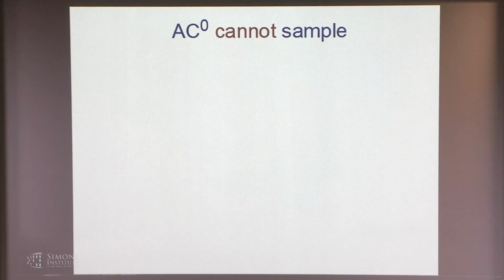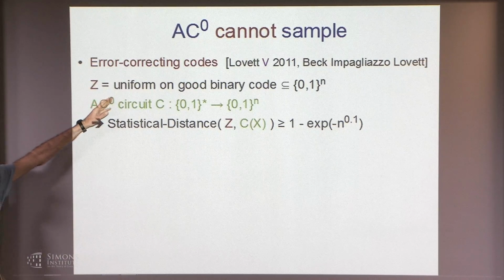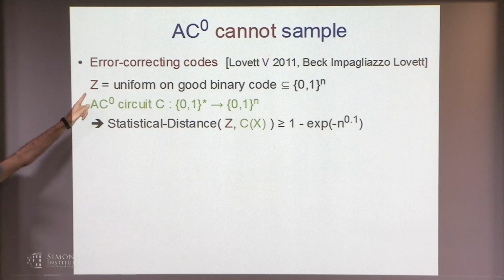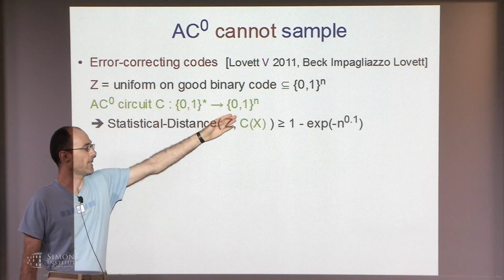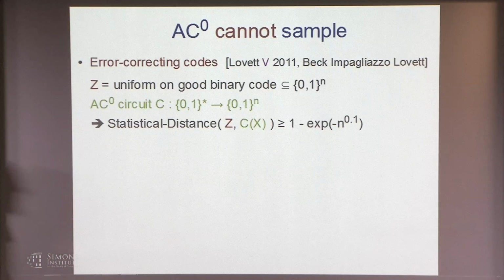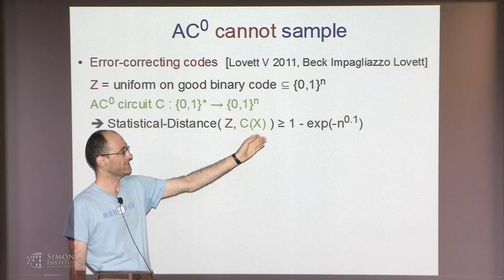One lower bound that was shown, the first one actually, was for sampling error correcting codes. This is in a paper with Chagar, and it was improved by Beck, Impagliazzo and Lovett in a way which I'll mention. Here you have a good binary error correcting code, asymptotically good, and let Z be the uniform distribution over codewords. Say you have an S0 circuit which takes some input bits and outputs a string of n bits. Then you can show that the statistical distance between Z, a uniform codeword, and the output distribution of the circuit is exponentially close to 1.